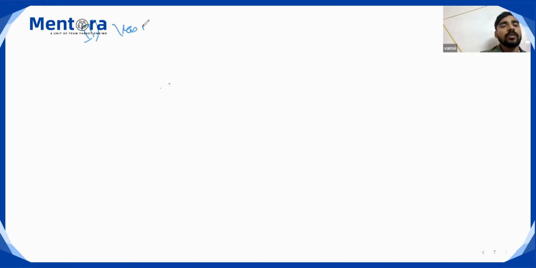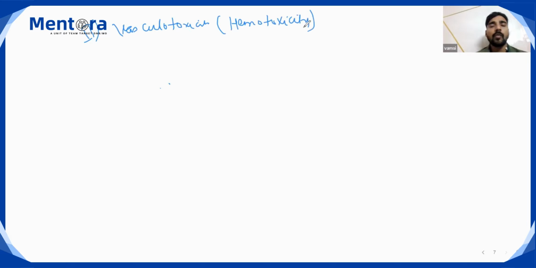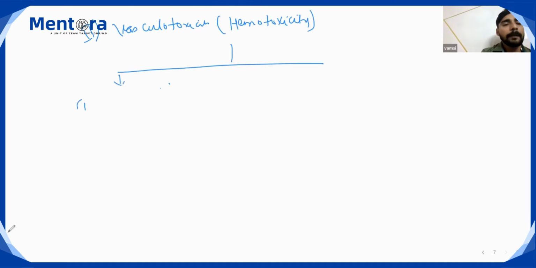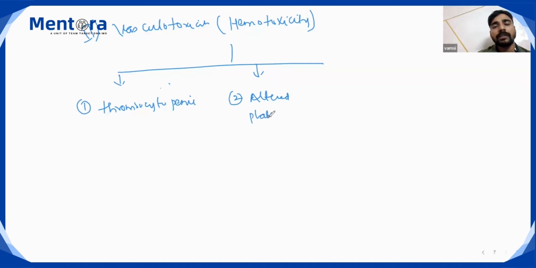So after this, we are moving to the next toxicity, called vascular toxicity. So what is this vascular toxicity? It is also called hemotoxicity. The snake venom contains many toxins that cause disturbance to your blood vessels and bone marrow system also. So what is it causing mainly? It's causing three things. One is thrombocytopenia, destruction of the platelets. Another is altered platelet function. Or it will cause consumptive coagulopathy.